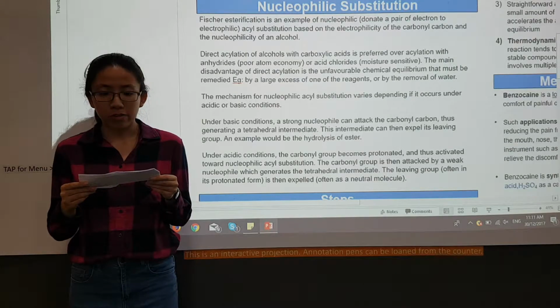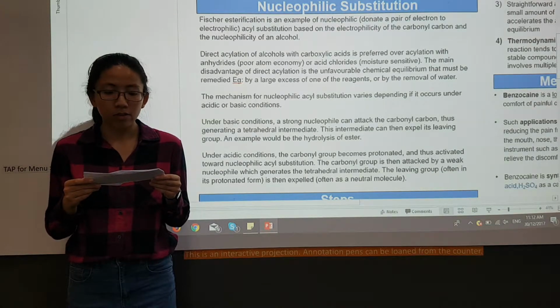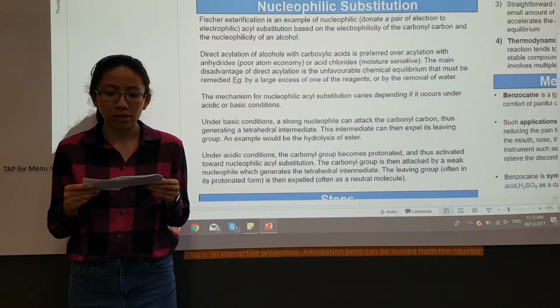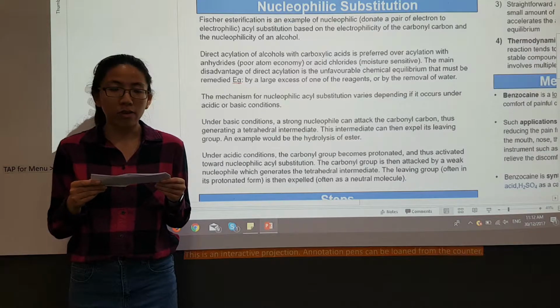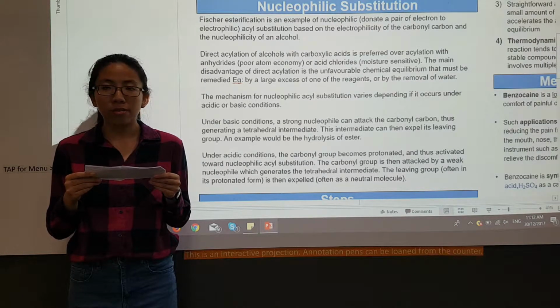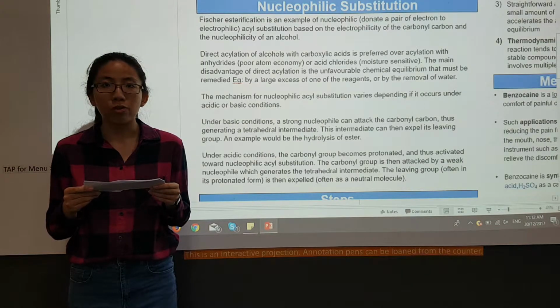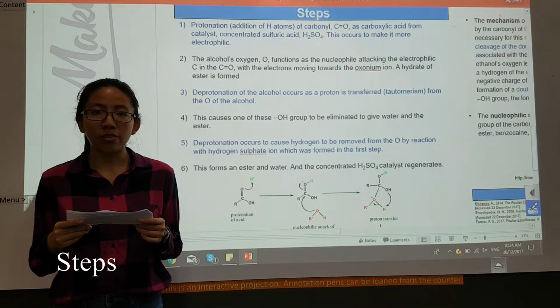Under acidic conditions, the carbonyl group becomes protonated, thus activating it towards nucleophilic acyl substitution. The carbonyl group is then attacked by a weak nucleophile, which generates the tetrahedral intermediate. The leaving group is then expelled, which is often a neutral molecule. Moving on, we will go through the steps in Fischer esterification.